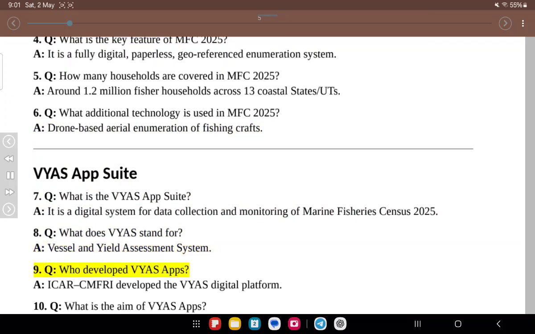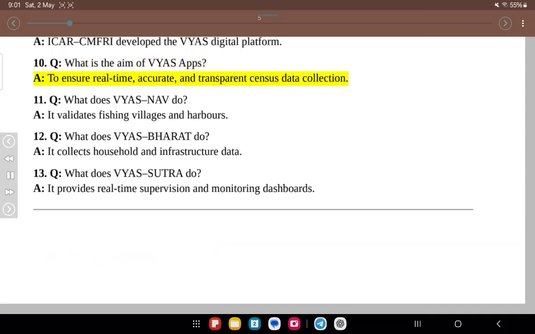9. Q. Who developed Vyas Apps? A. ICAR-CMFRI developed the Vyas digital platform. 10. Q. What is the aim of Vyas Apps? A. To ensure real-time, accurate, and transparent census data collection.